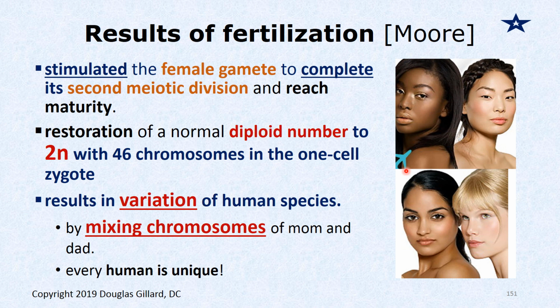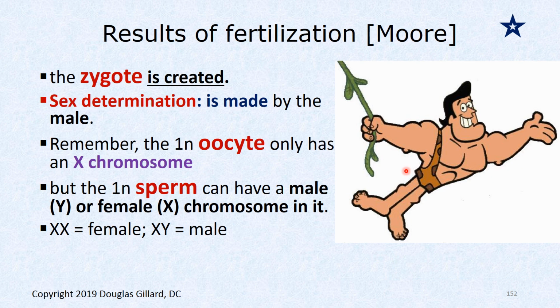Let's see, and then the crossover already occurred. Crossover occurred way back in meiosis 1, so that was a female thing. That crossover mixed all the chromosomes up between mom and dad. And the zygote is created.